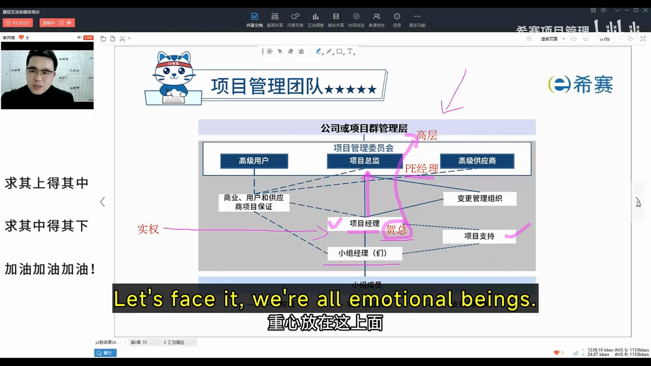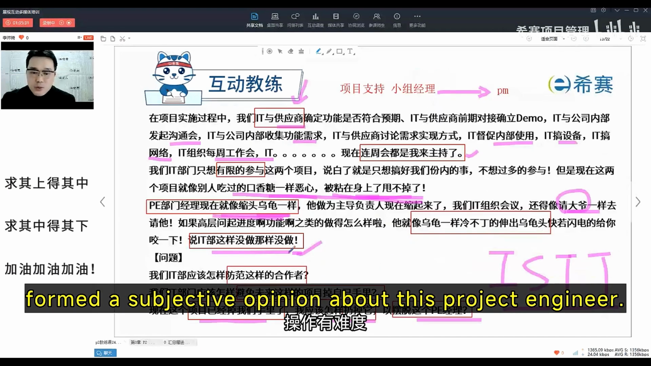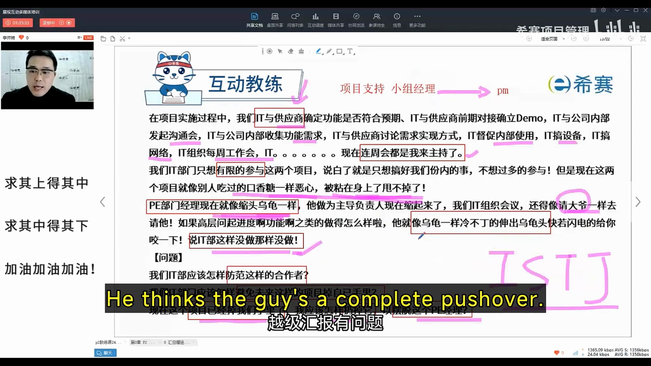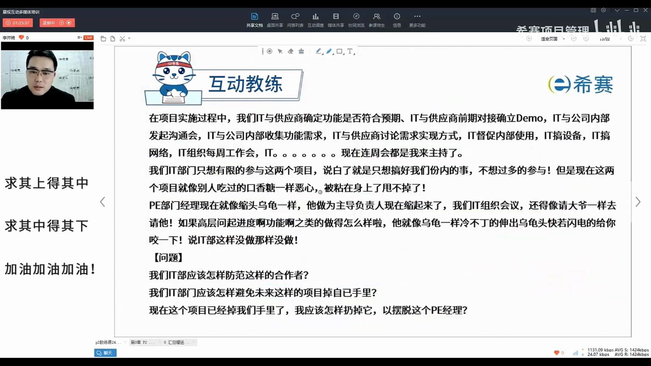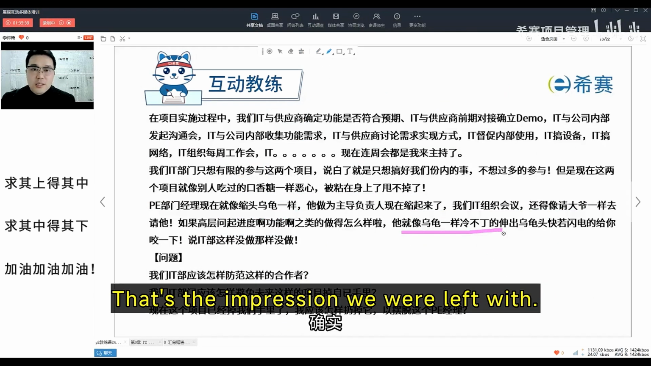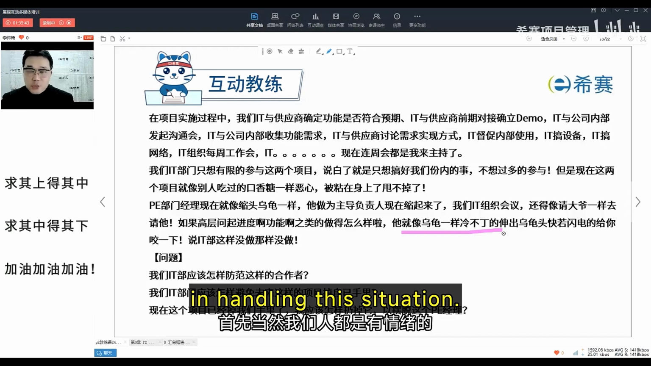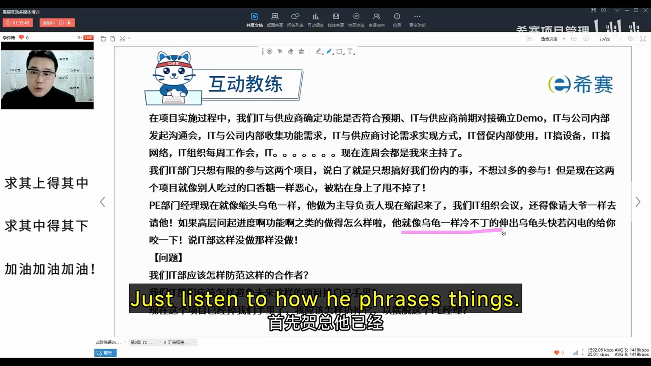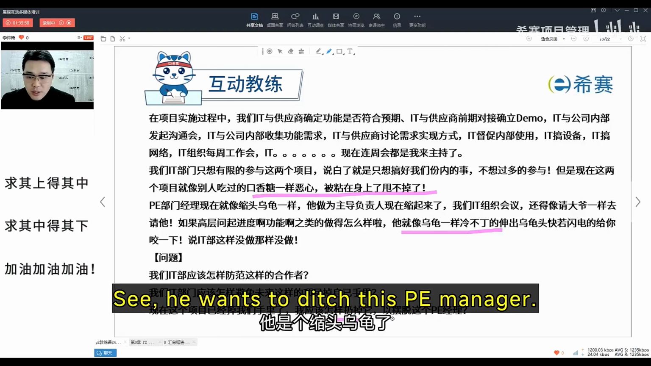Let's face it, we're all emotional beings. To start with, the manager has already formed a subjective opinion about this project engineer. He thinks the guy's a complete pushover. That's the impression he's got. That's the impression we were left with. It's obvious that the director is emotionally invested in handling this situation. Just listen to how he phrases things. His words give it away. See, he wants to ditch this PE manager.